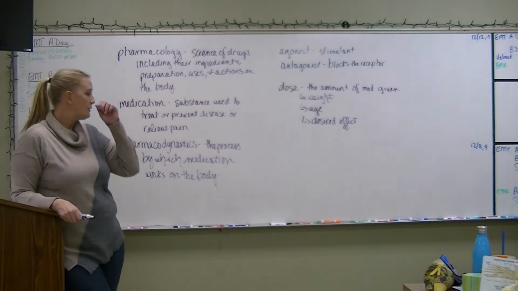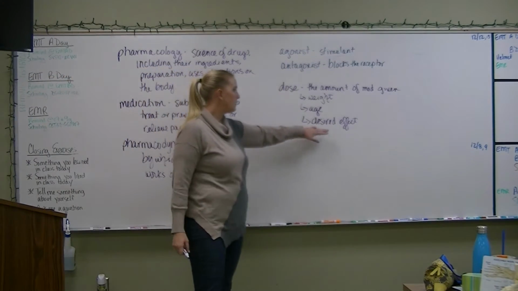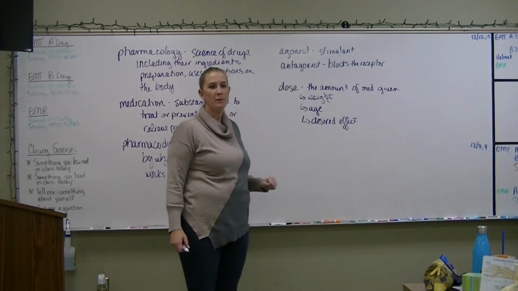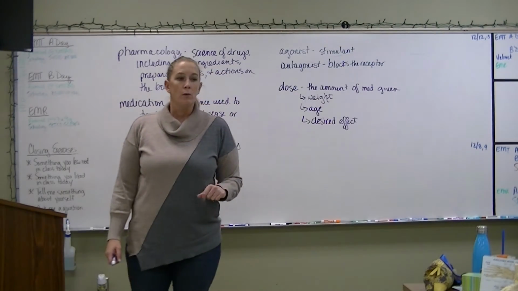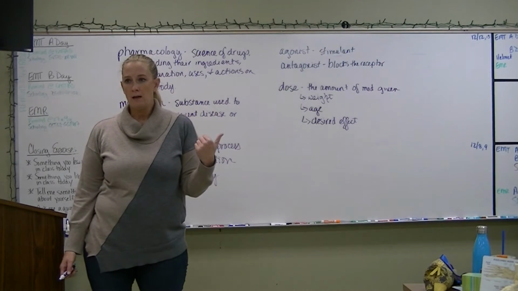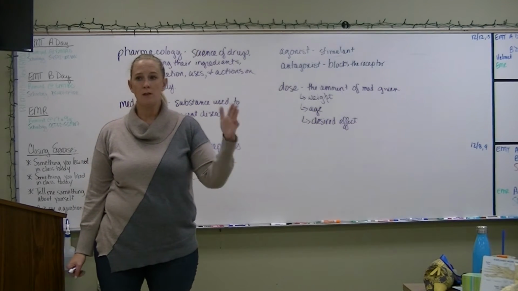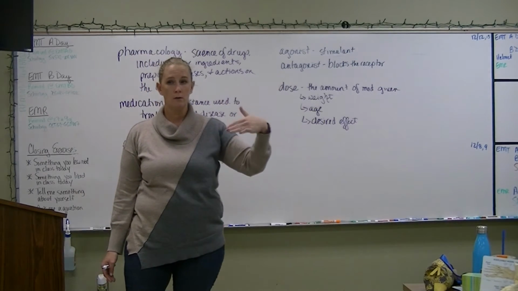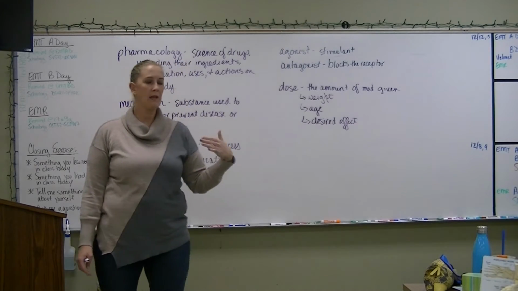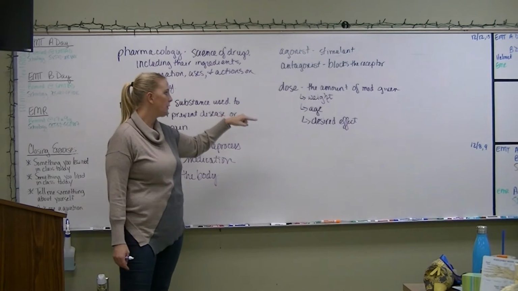If our goal for nitroglycerin is to keep our patient from having chest pain, our desired effect is to keep them from having chest pain, we still have to check our patient's blood pressure, right? Because we can't give them nitroglycerin if their systolic pressure is below 100.